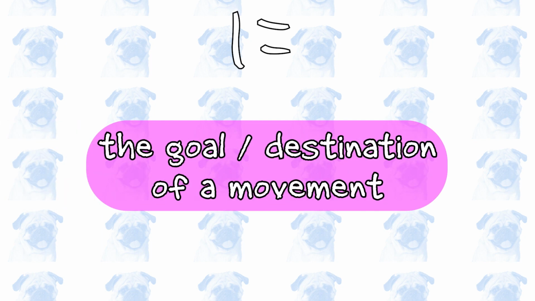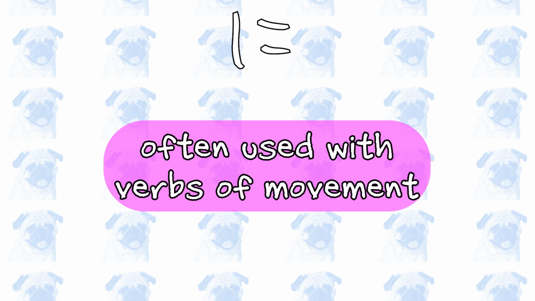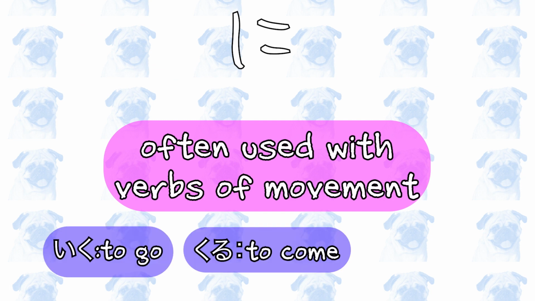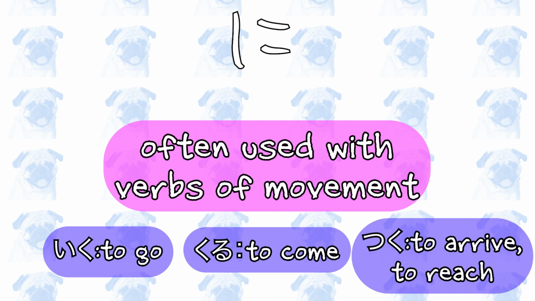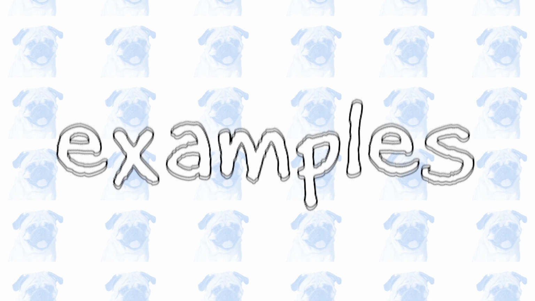In this video, you will learn the fundamental meaning of the Japanese particle ni. Ni expresses the goal of a movement. This is why the particle ni usually collocates with verbs of movement, such as iku, to go, kuru, to come, and tsuku, to arrive, to reach. Here are some example sentences involving verbs of motion.